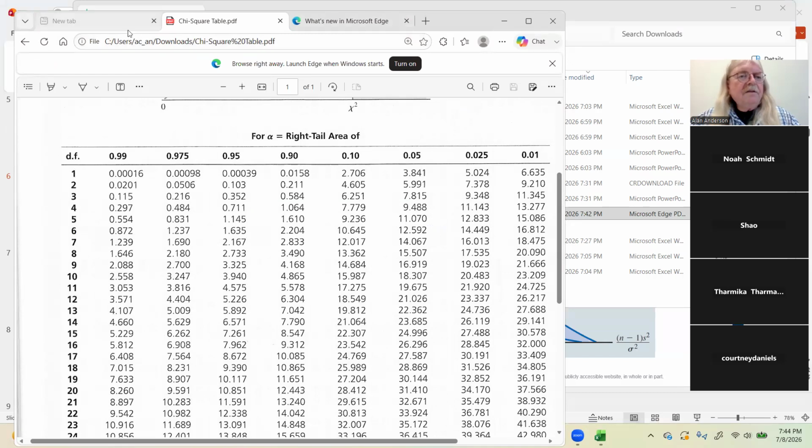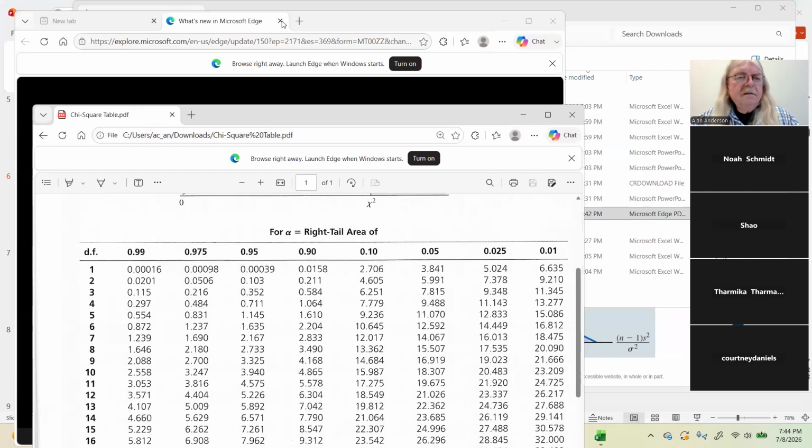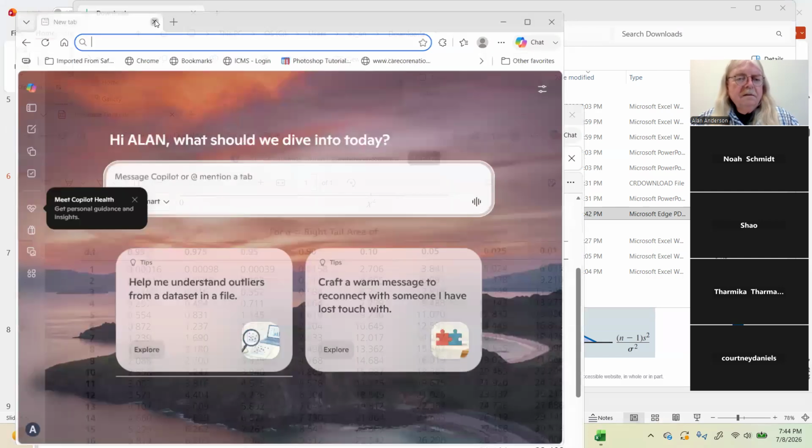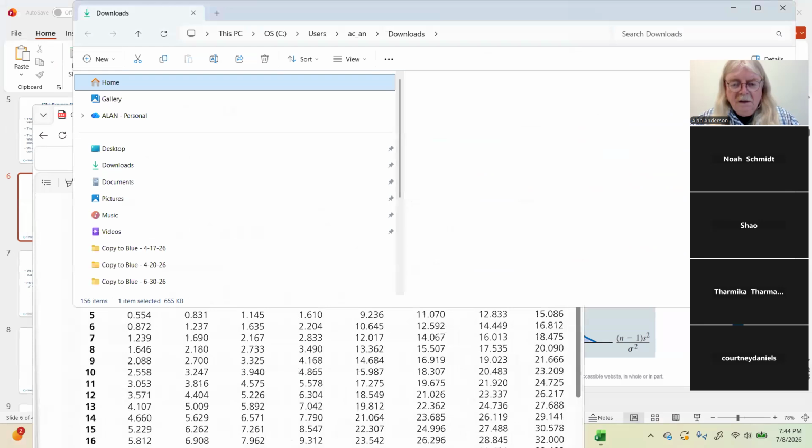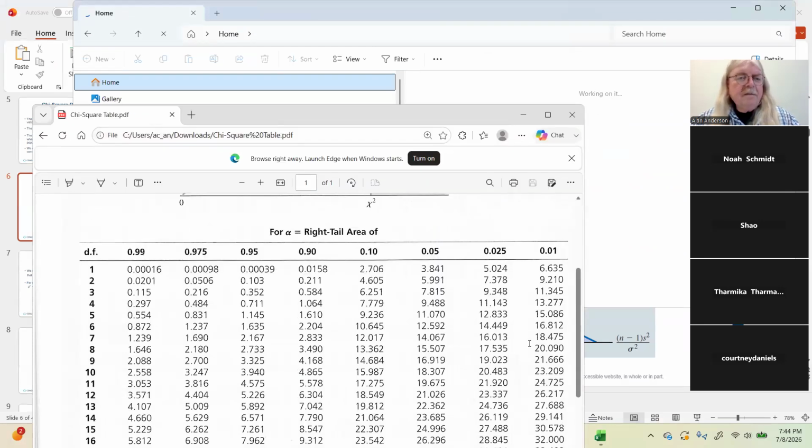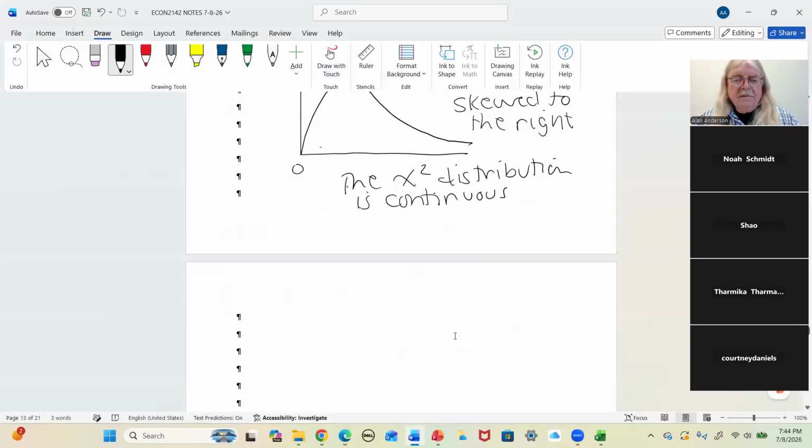Everything's blocking each other's view here. This is not good. Especially this table for some reason. I can't see anything down there. Here we go.